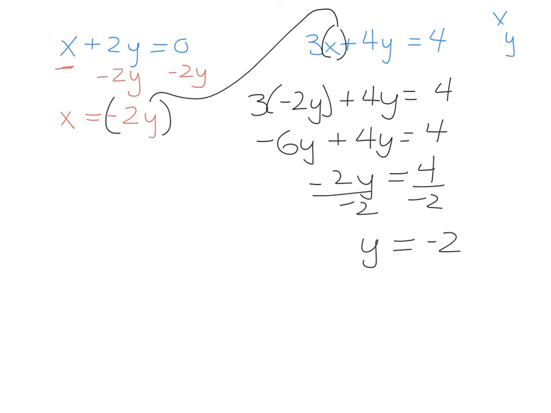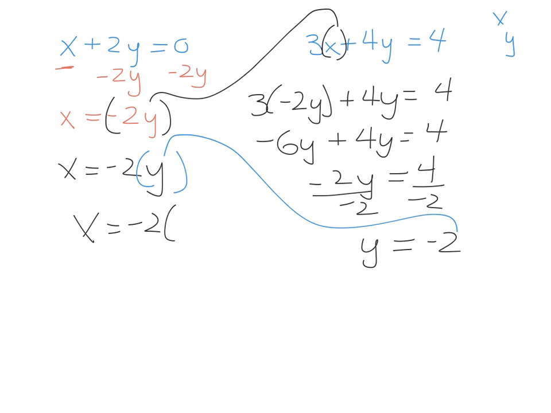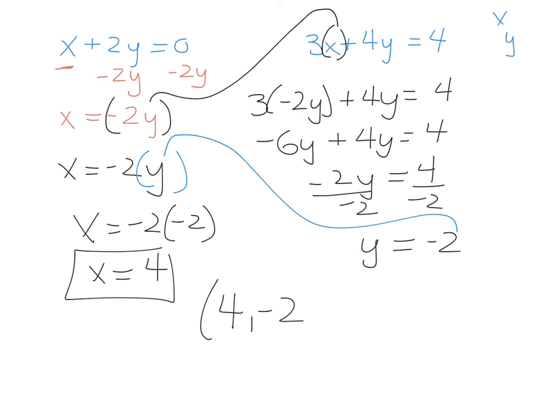Then I'm going to take that, go back to this equation, and substitute it in for that y. So x equals negative 2 times negative 2, x equals 4. My ordered pair is (4, negative 2). x equals 4, y equals negative 2. Hopefully you got the same answer.